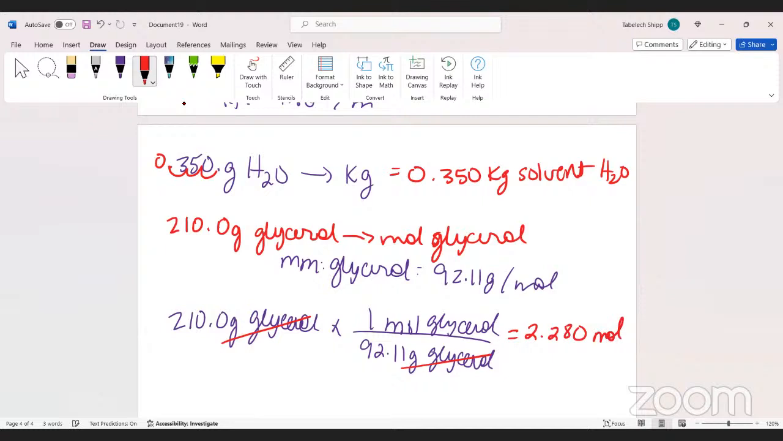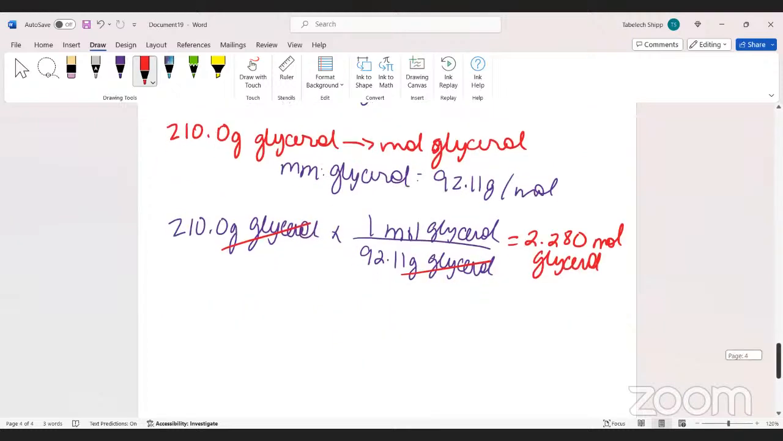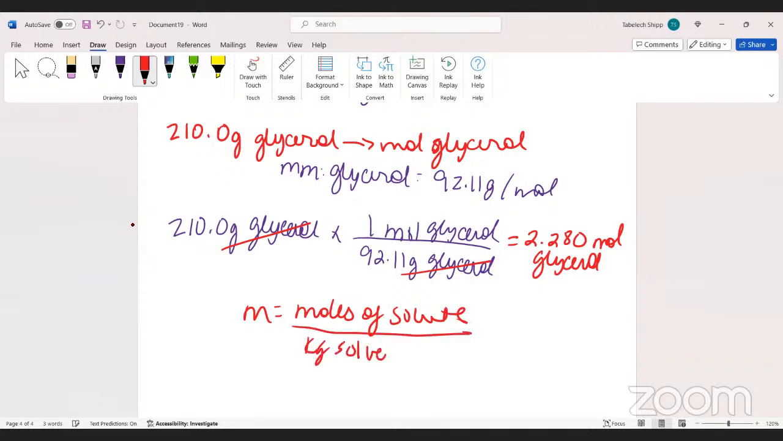2.280 moles of glycerol. Okay. Now, what are you going to have to do next? Well, we're going to have to take that number and use that in our molality calculation. So if you remember, molality is equal to the moles of the solute divided by your kilograms of the solvent.